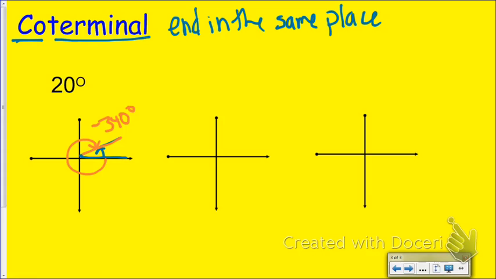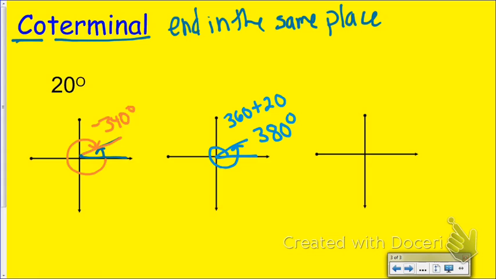Alright, another way is using that example that we did at the very beginning, with the 500 degrees. 500 we knew ended at the same place as 140. The only difference was instead of stopping, I went in a full circle. So I can do the same thing here. So I also could have a coterminal angle that was 360 plus 20, and that coterminal angle would be 380 degrees. So I've got negative 340 and then 380.